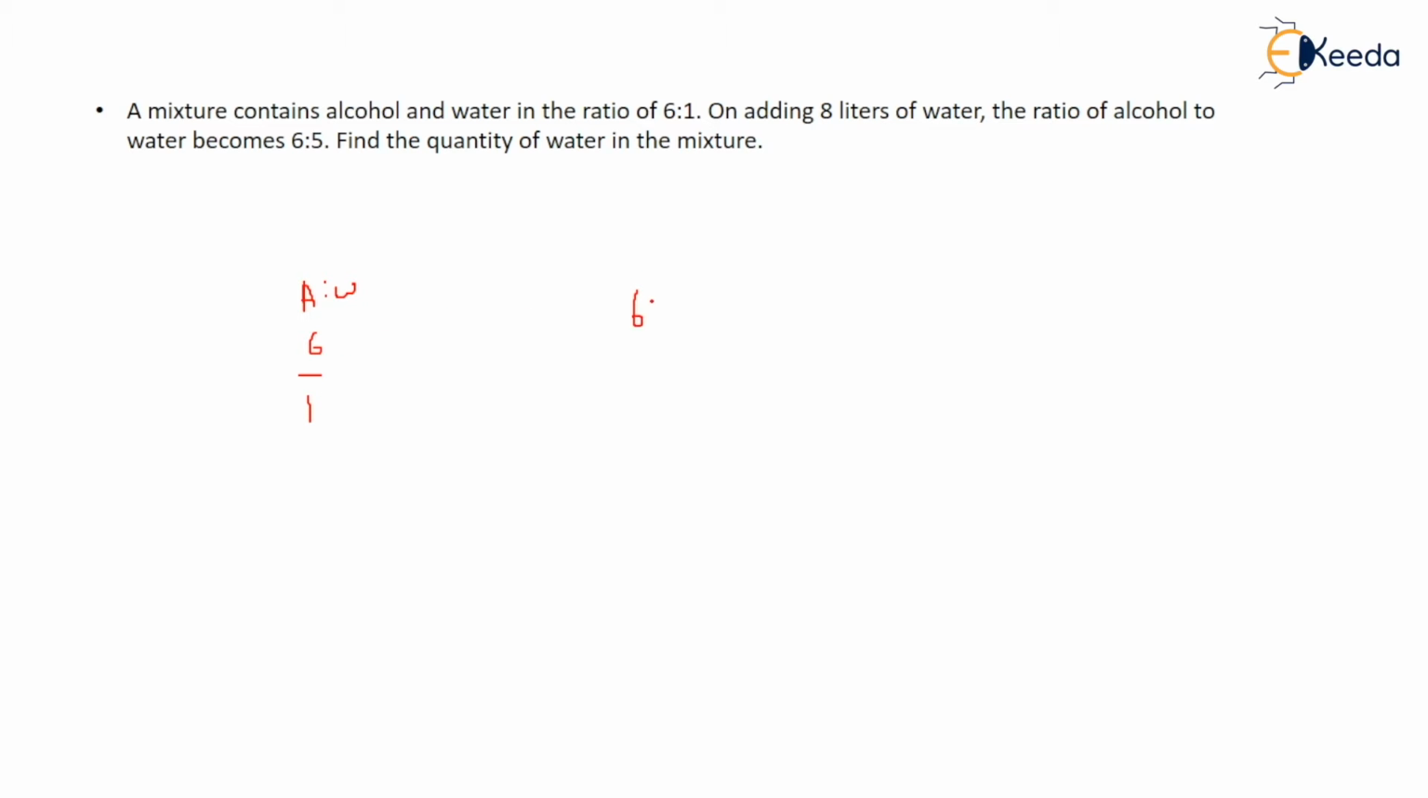So simply, it is 6x for alcohol and 1x plus 8 for water. In alcohol you did not add water; you added water to water itself. So the value of alcohol is constant, and what you are increasing is the value of water. After adding 8 liters of water, your ratio is coming 6 to 5. So this comes out to be 6x upon (1x plus 8) equal to 6 by 5.